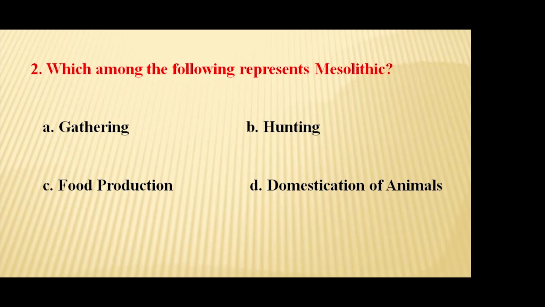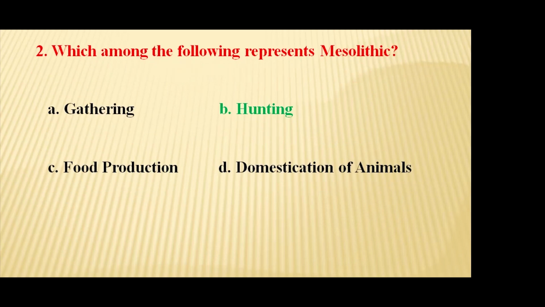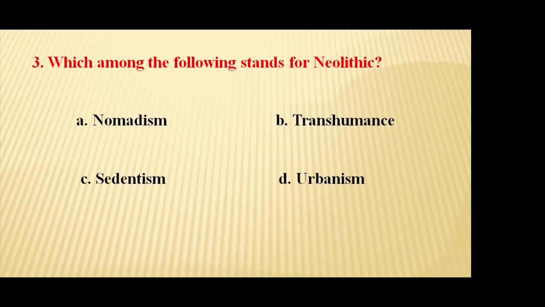Question number 2. Which among the following represents Mesolithic? Option A. Gathering. Option B. Hunting. Option C. Food production. Option D. Domestication of animals. And the correct answer is option B. Hunting.